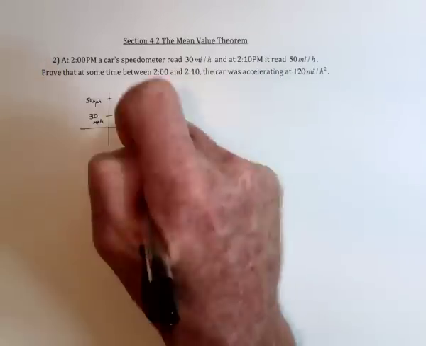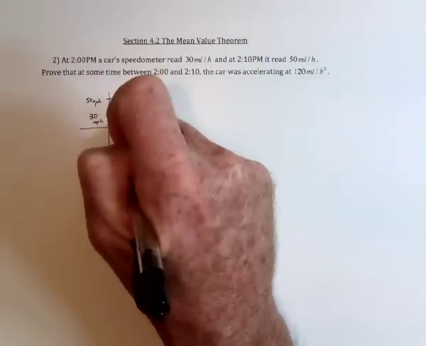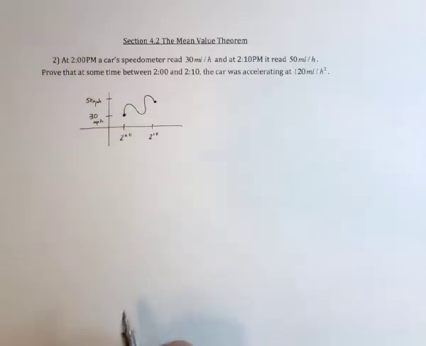You may not do it smoothly, so it may not be just a straight line as you speed up evenly. You might go vroom and then slow down and then go vroom, and eventually 10 minutes later you're going 50 miles an hour.